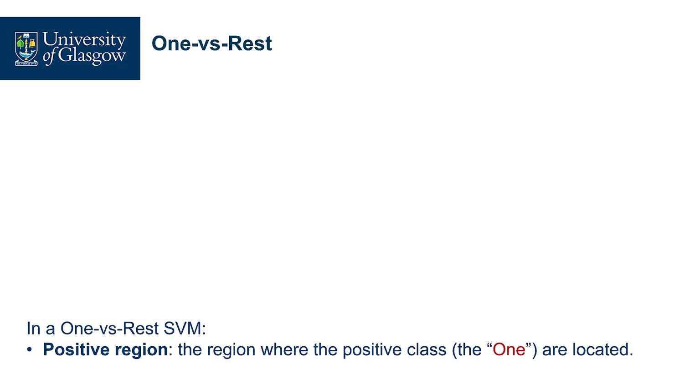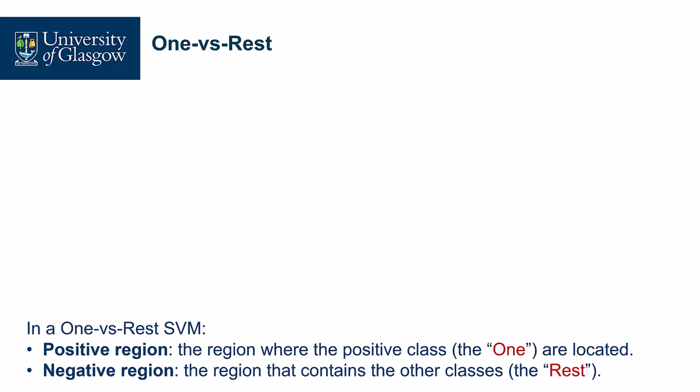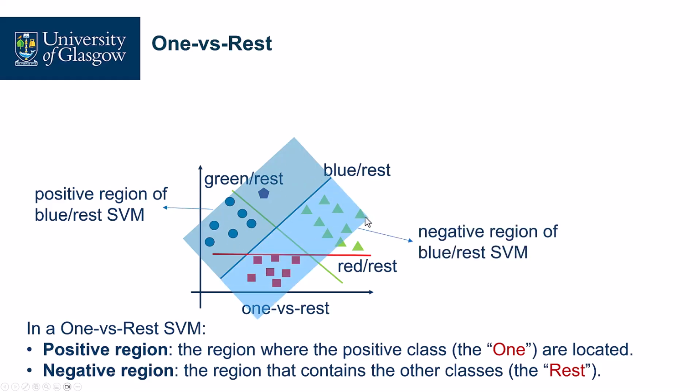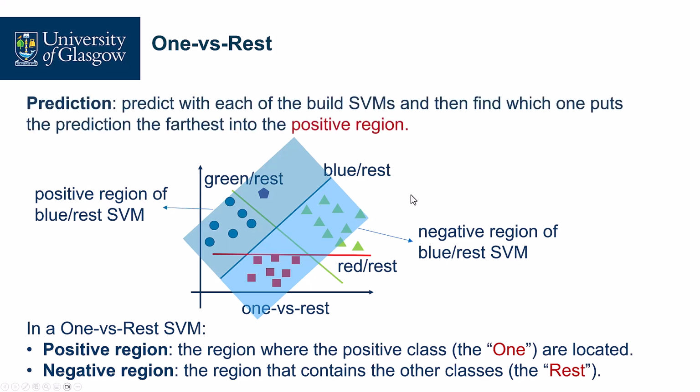So for example, in the blue versus rest, the blue is the 1, the positive region, right? The others are the rest, which we call the negative region. So this is the rest. Here we can see this one is from the blue-versus-rest SVM. This is the positive region, because it's blue, and this one is the negative region, the rest. Okay, so based on these concepts, we can make the prediction.